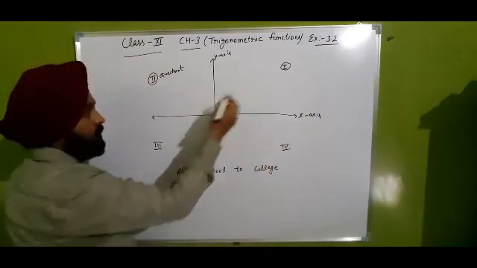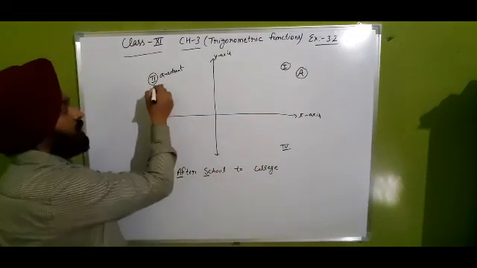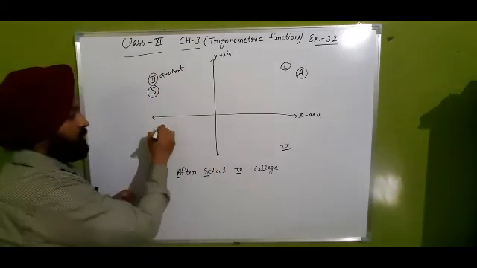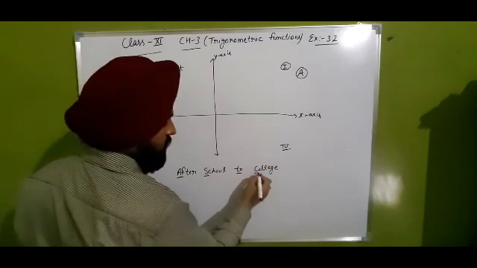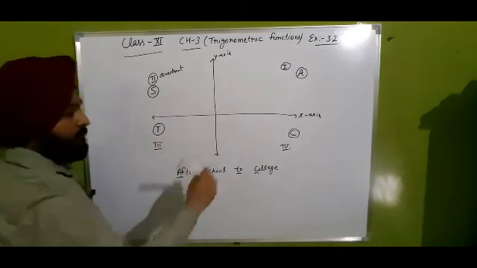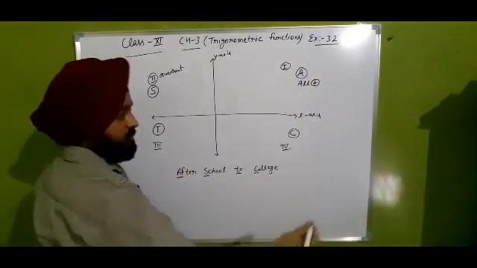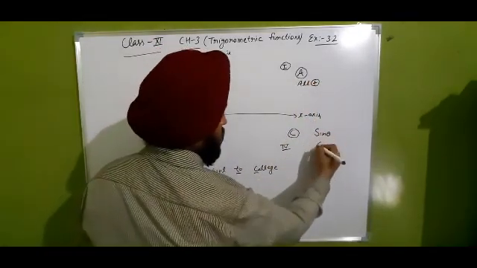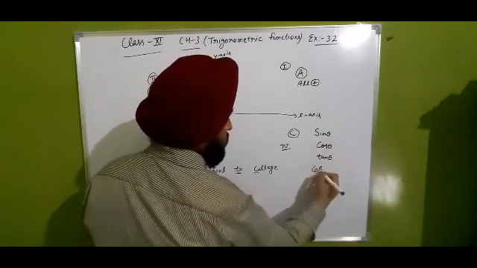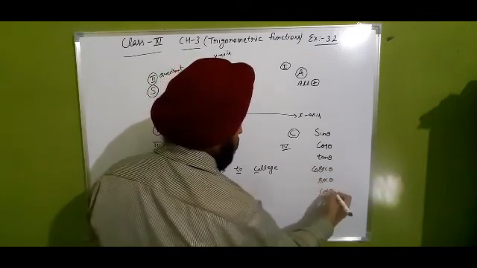A stands for all. A you have to write here, and the first letter of school, S, you have to write in the second quadrant. T, the first letter of tea, you have to write in the third quadrant, and the first letter of college, C, you have to write in the fourth quadrant like this: A S T C. A stands for all. All trigonometric ratios will be positive here, meaning sin theta, cos theta, tan theta, cosecant theta, secant theta, and cot theta. Clear?